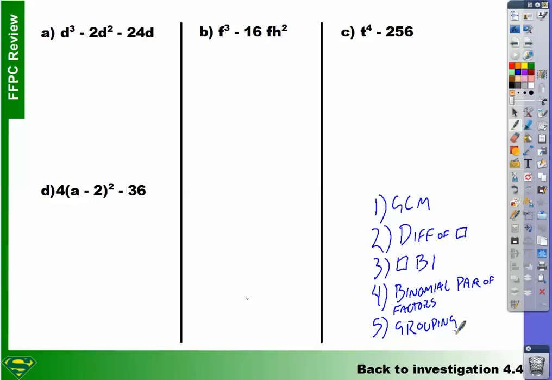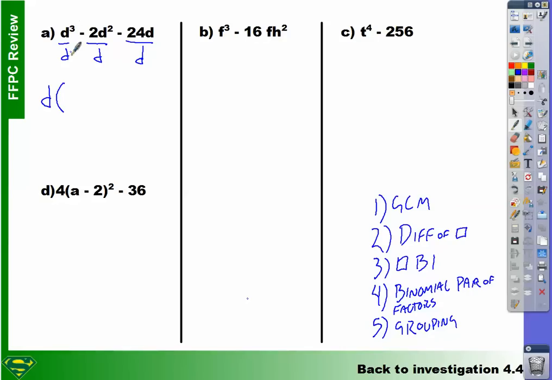We have d to the third minus 2d squared minus 24d. What's the first thing I look for? Greatest common monomial. Is there a greatest common monomial in this problem? What is it? D. So I'm going to factor out a d from all of these terms. Now remember, when you factor out a greatest common monomial, it does not disappear. It gets chucked on the outside of the problem.